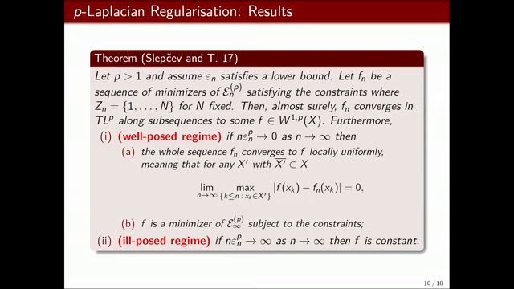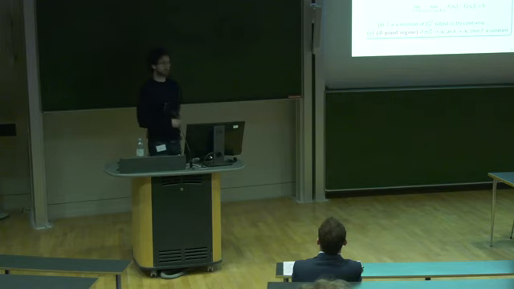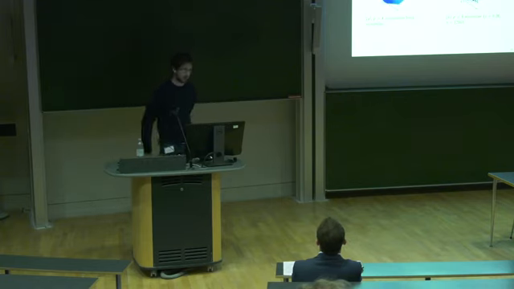On the other hand, we have the ill-posed regime. That's if n times epsilon to the p is going to infinity as n goes to infinity. Then in fact f is going to be a constant. So in particular, it's not going to respect the constraints. All the constraints have disappeared in the limit. And we can see this in toy examples.